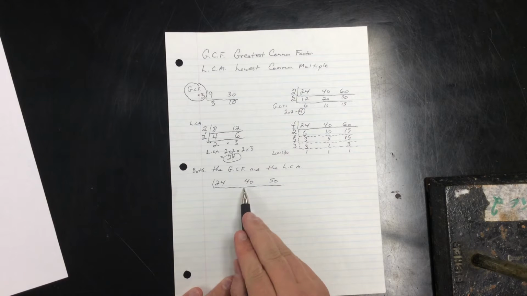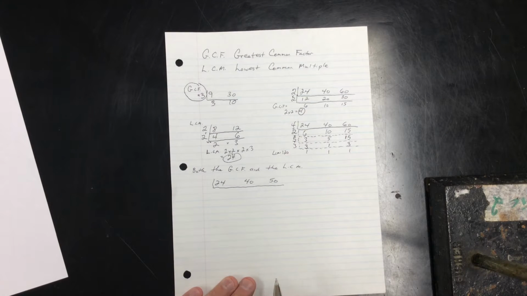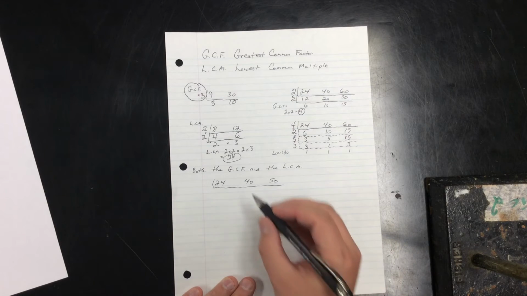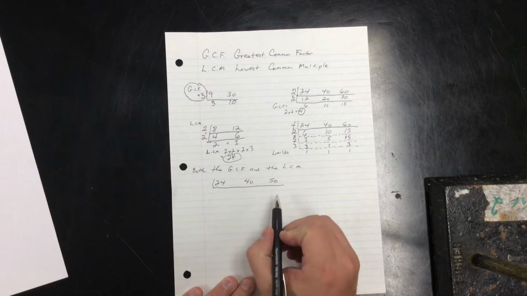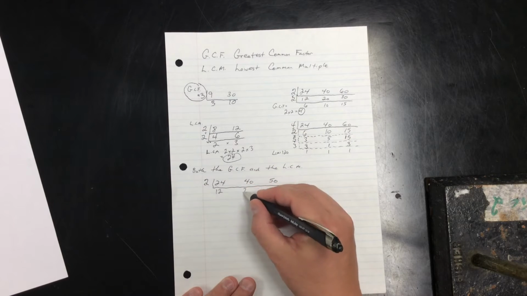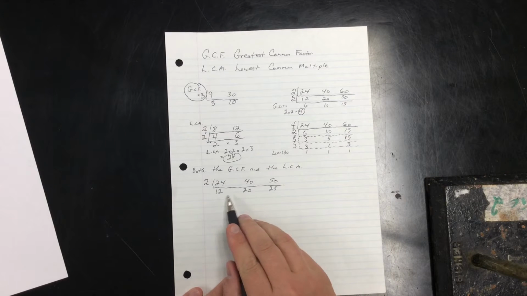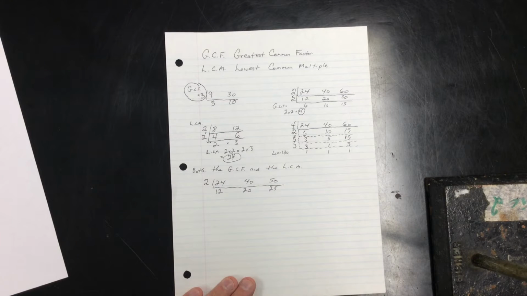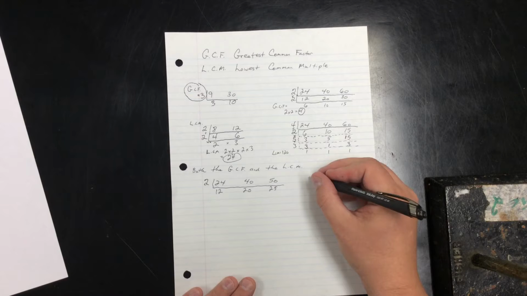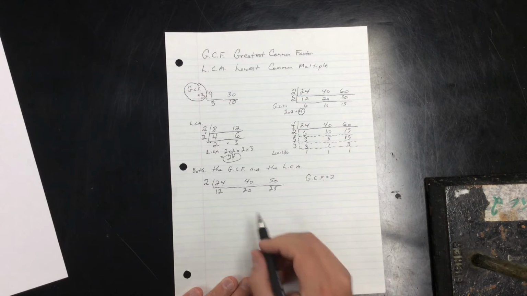Let's look at the set of 24, 40, and 50, and let's find the greatest common factor and then find the lowest common multiple. Looking at those, I see that a number that goes into all 3 of these would be 2, which goes in 12 times, 20 times, and 25 times. Looking at the set 12, 20, and 25, there's not a number that divides evenly into all of those. So I have found my greatest common factor of 2.